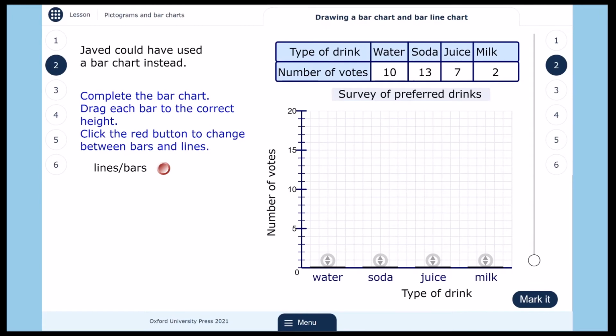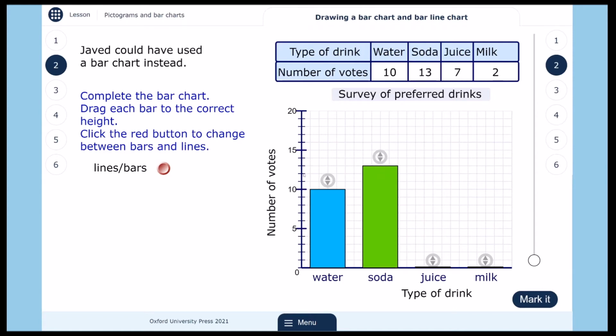We can obviously check that we've got all of this right. Of course, Javid could have used a bar chart instead. In the second example, he's collected data from a different set of students and wants you to represent this using a bar chart. Looking at our results, I can see that water got 10 votes. That means that the bar needs to go all the way up to 10. Soda got 13, so I can go up to 10, 11, 12, 13.